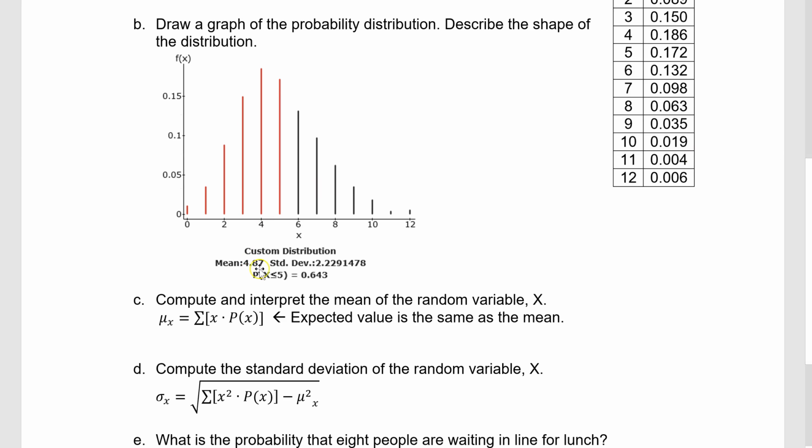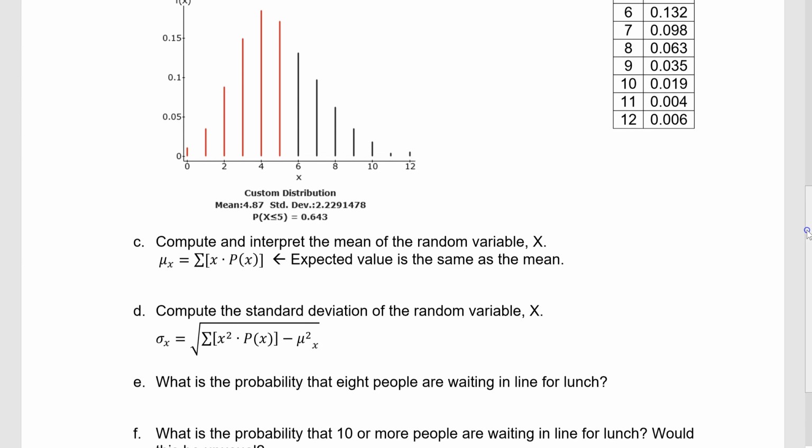The mean had been 4.87. What that means is on average, there were 4.87 people in line at lunch. And we can see that that's about right. The highest point is at 4, though we do have more people on the right side of that. The standard deviation is 2.23, which means if we were to go 1 standard deviation to the left of our mean or 1 standard deviation to the right, about 68% of our data would fall in that range.